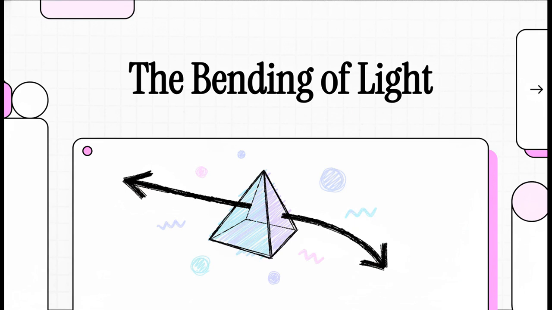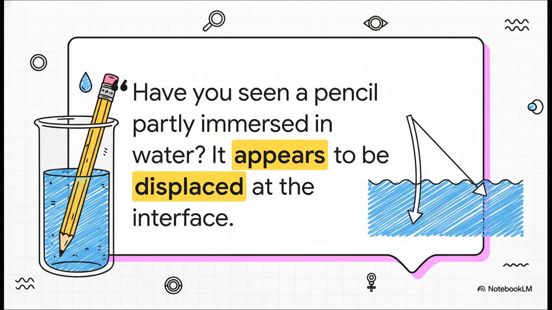Well, in this explainer, we're going to break down the incredible science behind that illusion. We're talking about the bending of light. It all starts with something you've probably seen 100 times. A bit of everyday magic, really. You put a pencil or a straw in a glass of water, and it looks bent right where it hits the water. So what on earth is going on there?